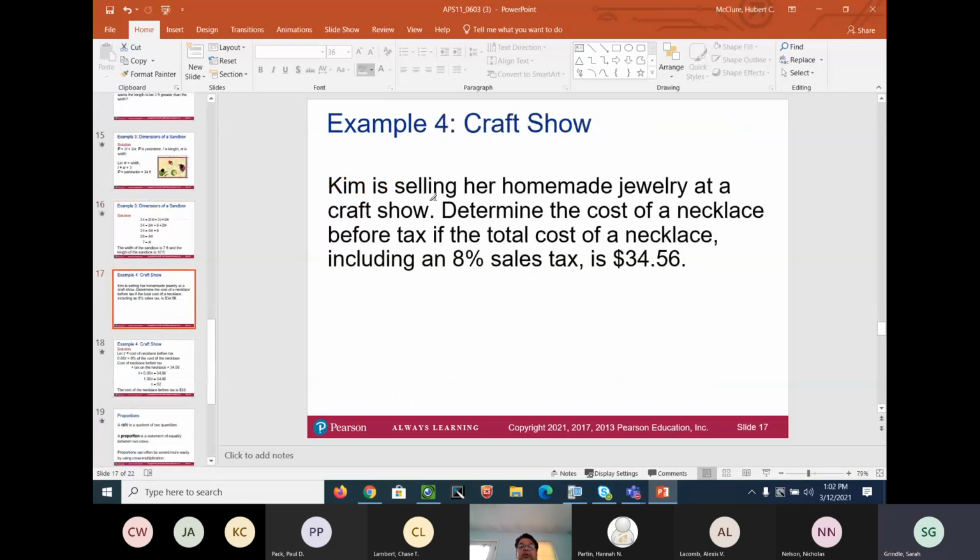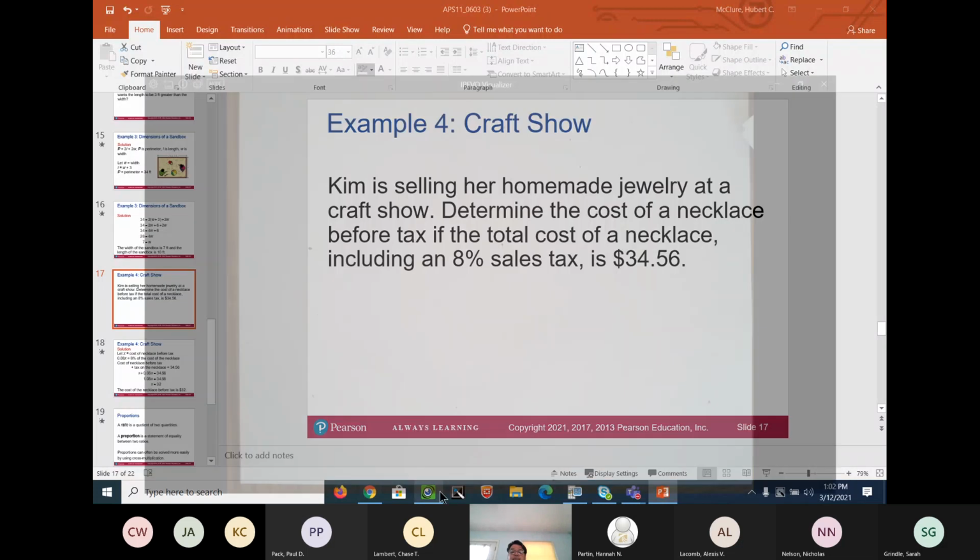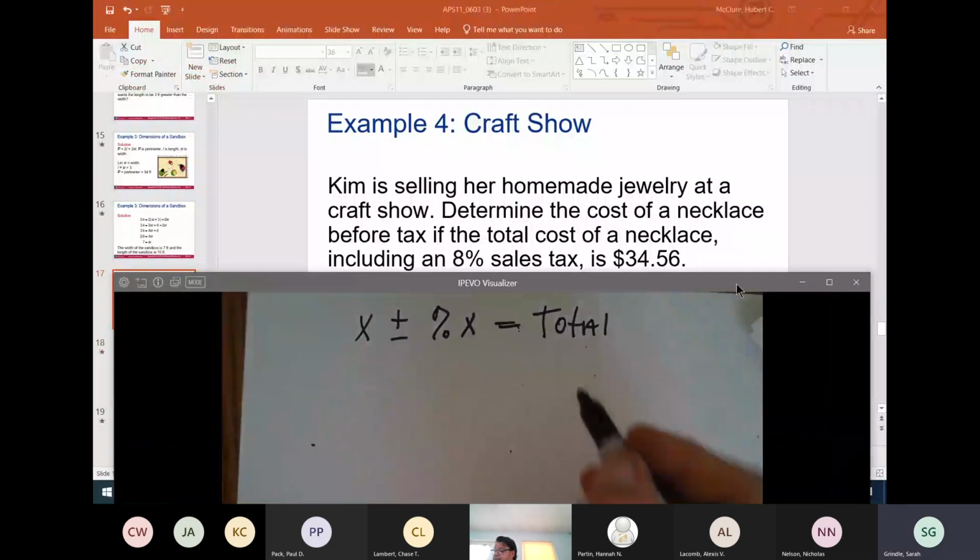All right. Kim is selling her homemade jewelry at a craft show. Determine the cost of a necklace. This is a Walmart equation. X plus or minus percentage X is equal to the total. What is the total? Let's read it. Determine the cost of the necklace before tax if the 8% tax is 34.56. So we know we're going to put 34.56 over here.